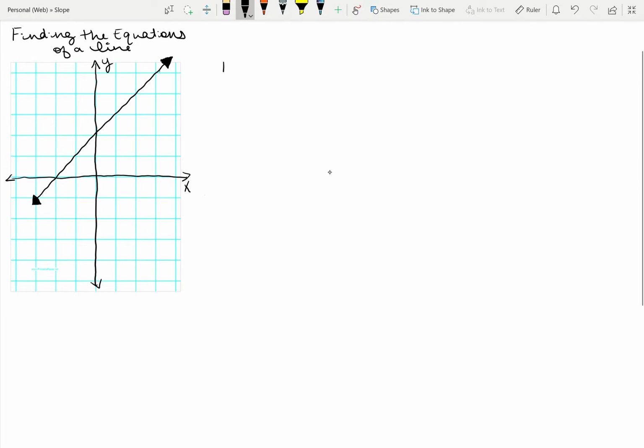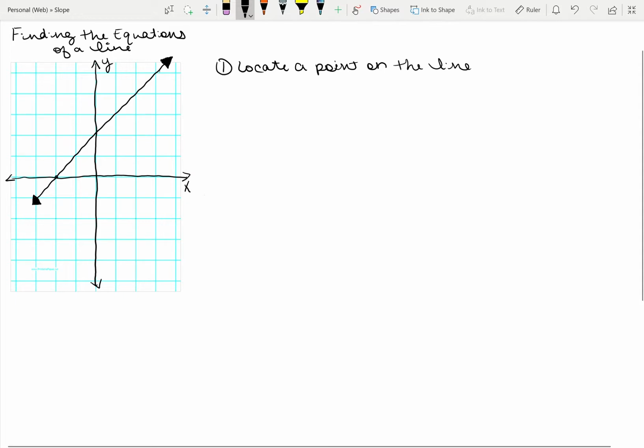So let's call this step 1: locate a point on the line. And I'm going to call that point 1. So point 1 is located at -2, 0.